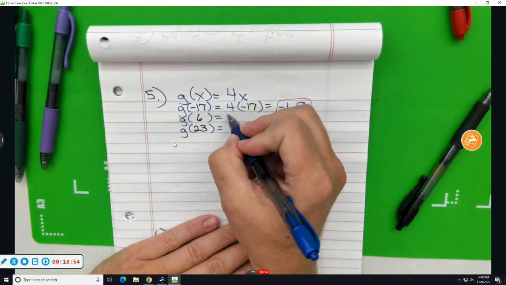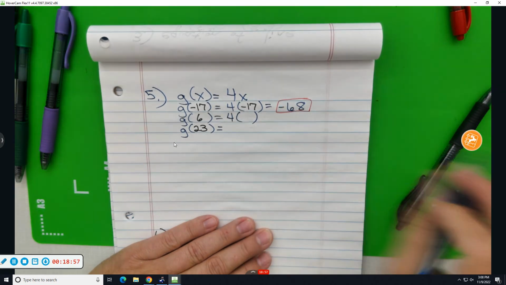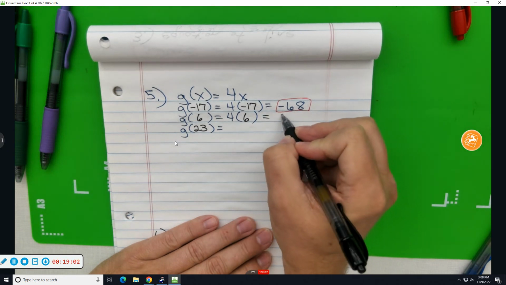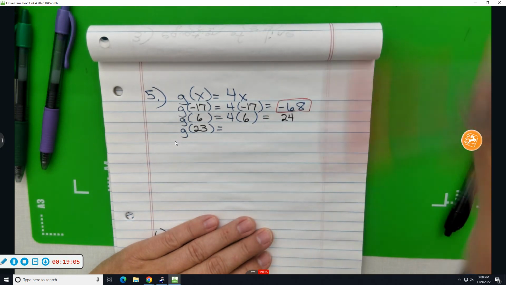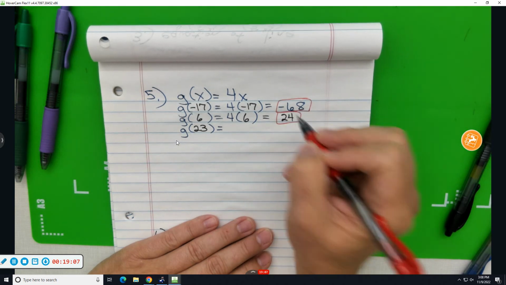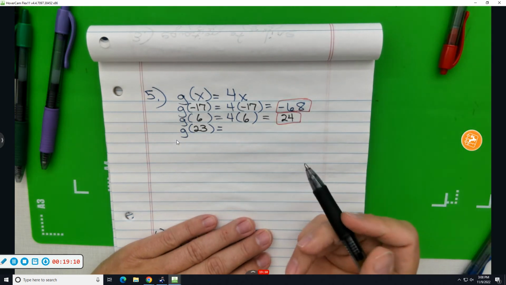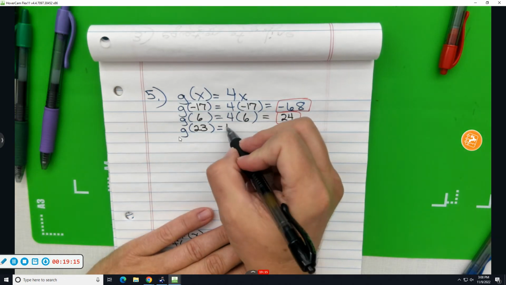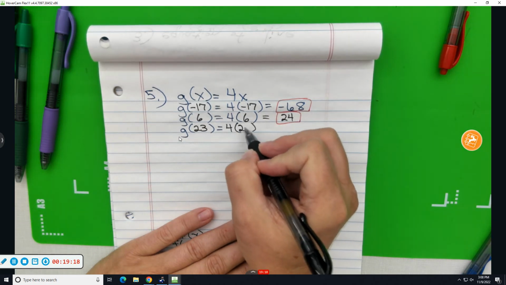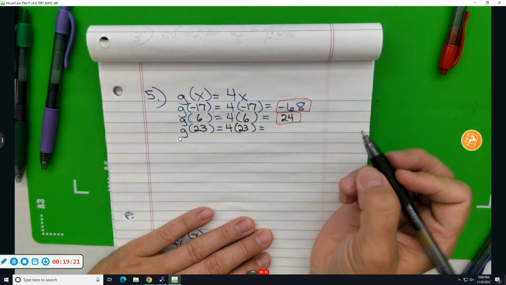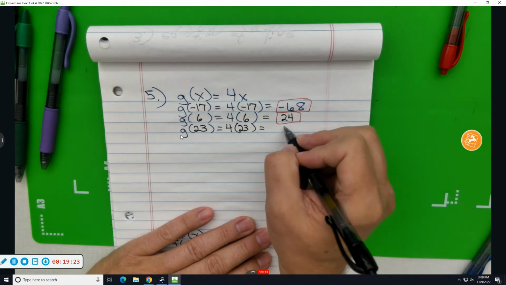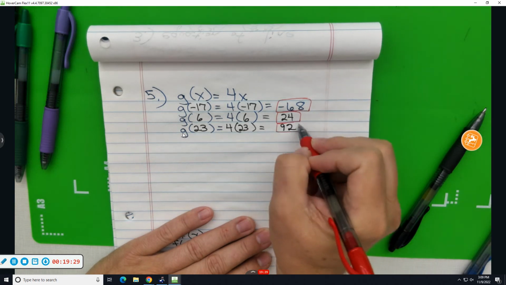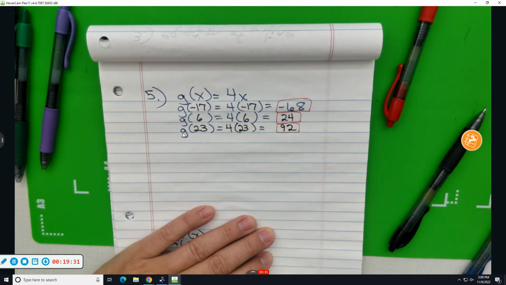G of 6. We go to my function. We replace the x with 6. 4 times 6 gives me 24. And finally, g of 23. That says go to my function g, and wherever you see a variable, replace it with 23. 4 times 23, is that 92? For my final answer.